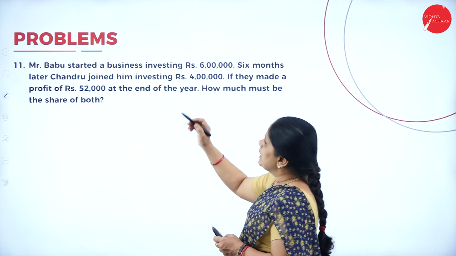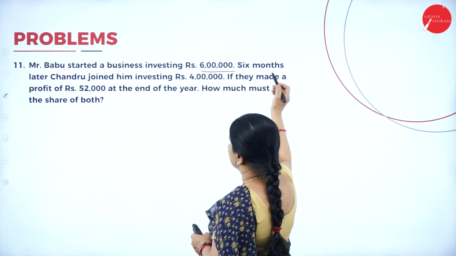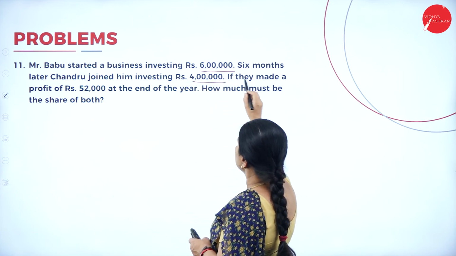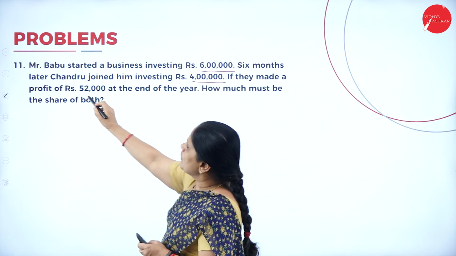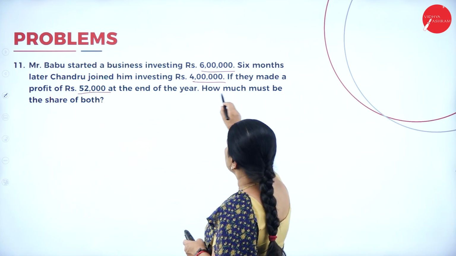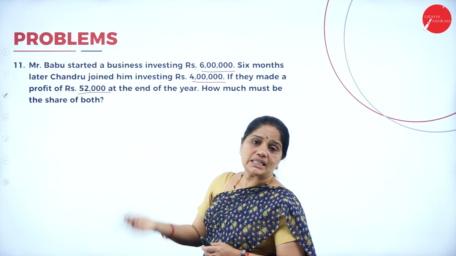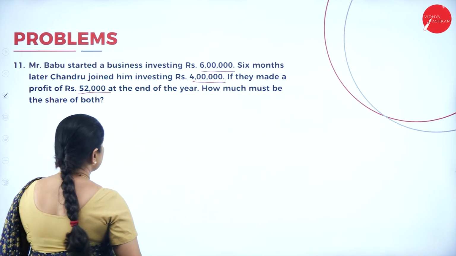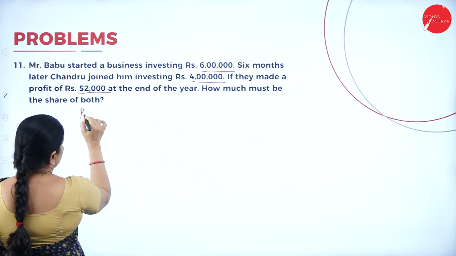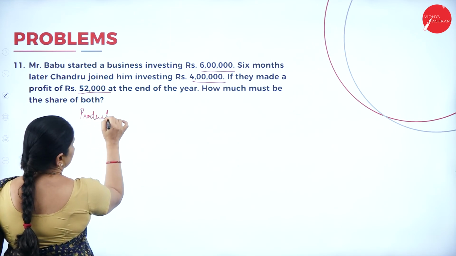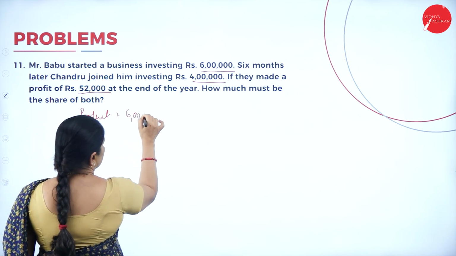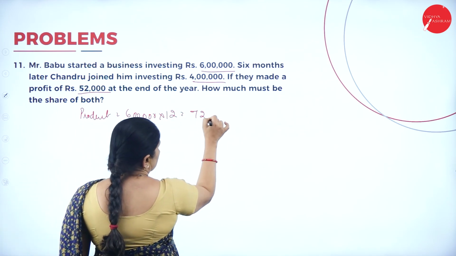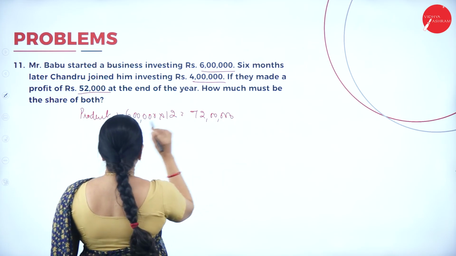Now, Mr. Babu started a business investing rupees 6 lakhs. 6 months later, Chandru joined him, investing rupees 4 lakhs. If they made a profit of rupees 52,000 at the end of the year, how much must be the share of both? So, we will take the product of the investment. For B, it will be 6 lakhs into 12 months, that will be equal to 72 lakhs.